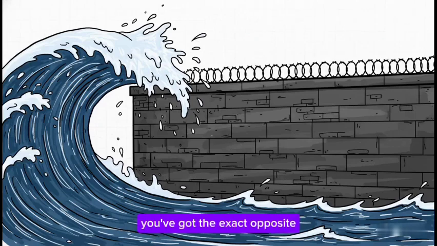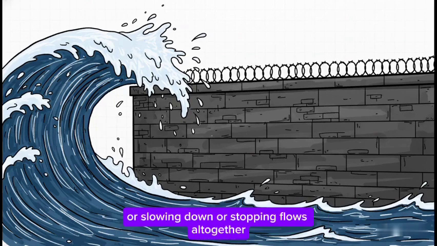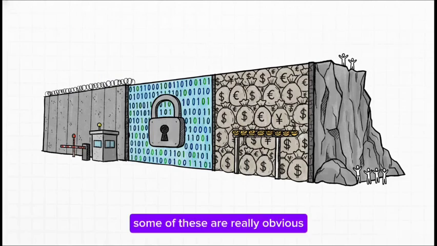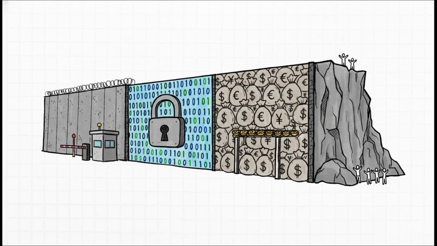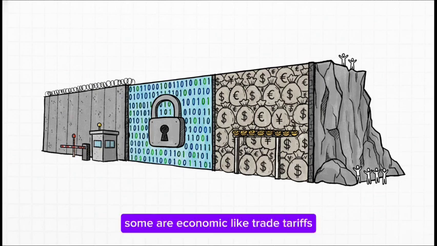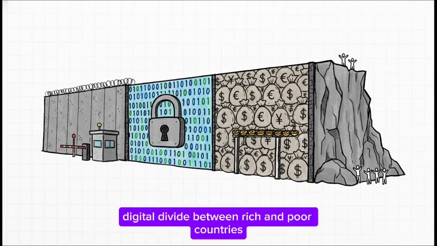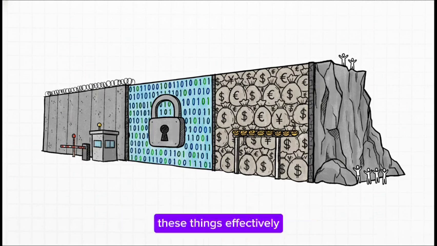And then, of course, you've got the exact opposite. You have these massive, heavy structures built for the express purpose of blocking or slowing down or stopping flows altogether. Some of these are really obvious, like border walls and customs checkpoints. Some are digital, like China's Great Firewall that blocks the flow of information. Some are economic, like trade tariffs. But some of the most powerful barriers are the ones that are less visible. Social structures like class, race, and gender inequality, or the huge digital divide between rich and poor countries. These things effectively block opportunities and mobility for billions of people.